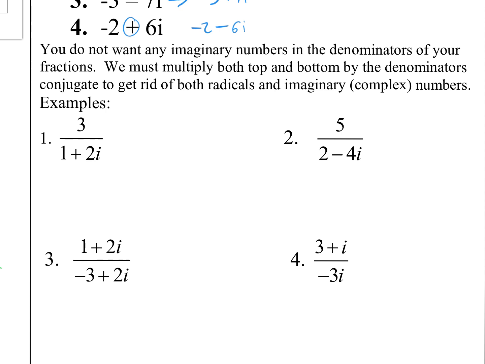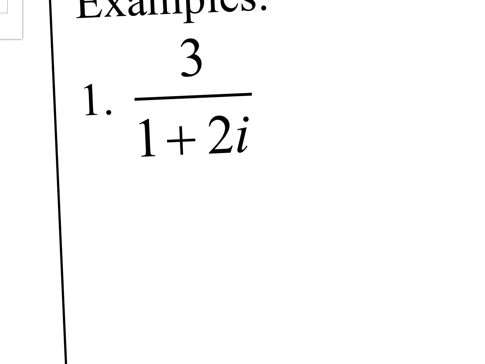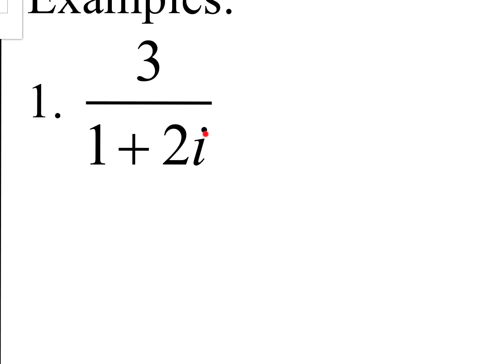So if you ever have an imaginary term or a complex number that has an imaginary value in there, all you have to do is multiply both top and bottom by the conjugate of the denominator. Right here it says the denominator's conjugate, to get rid of both radicals and imaginary complex numbers. So number one, I do not want this i right here.